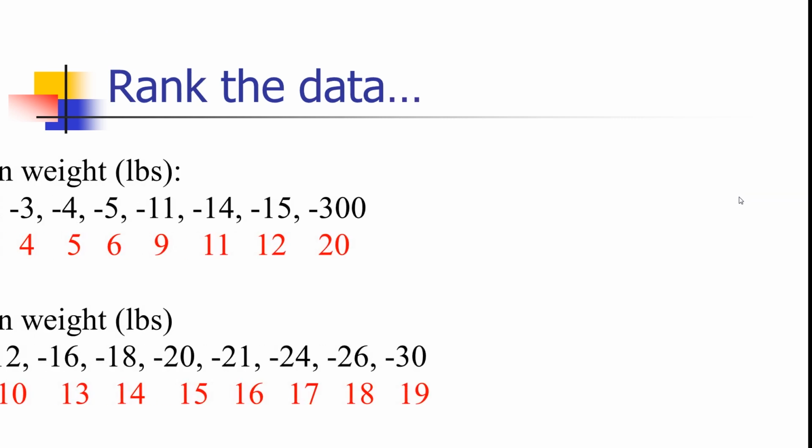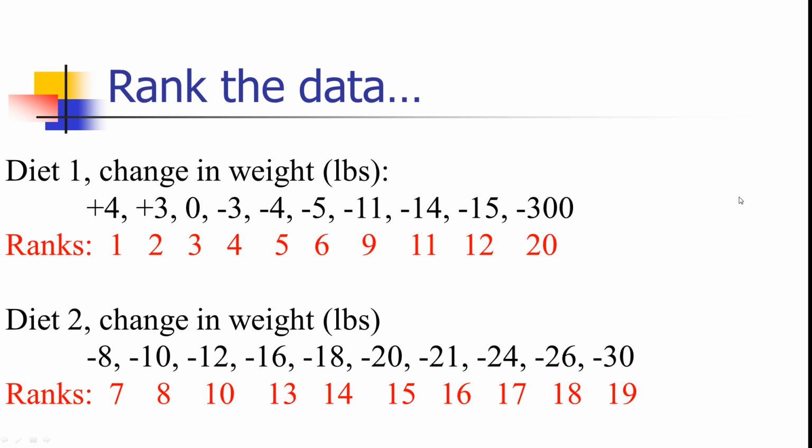So let's rank the data. What do I mean by ranking the data? We're going to order the data from the lowest weight loss, the worst weight loss, to the highest, the best weight loss. And for the moment, we're going to rank the data ignoring which group people are in. There are 20 people here. The person who lost the least weight, the person who gained 4 pounds, is going to get a rank of 1. The person who lost the most weight, who just did really well and lost 300 pounds, is going to get a rank of 20. And we're going to rank everybody in between.